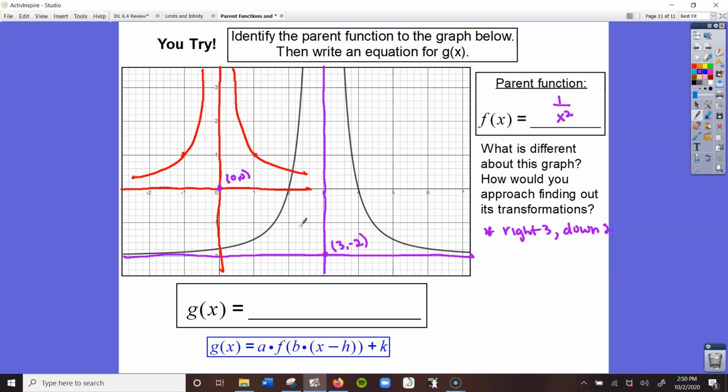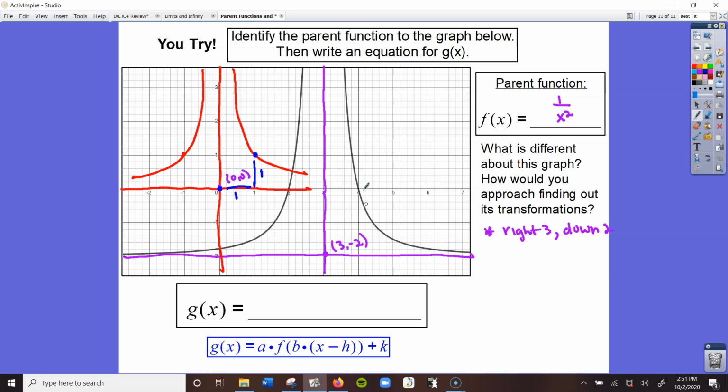Next, I need to check if there is some kind of dilation. So again, just like the previous example, we can compare the vertex, or in this case where the asymptotes cross, to either point on the left or the right side. So let's just say I'm choosing this point, the one on the right. That horizontal distance is 1 and the vertical distance is 1. And that goes for every parent function. The horizontal and vertical distance from the vertex to the next available point is always 1, 1.